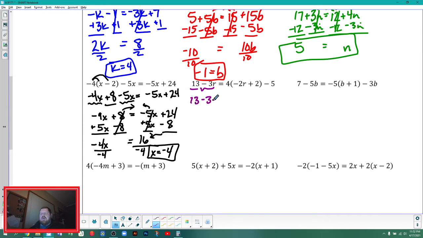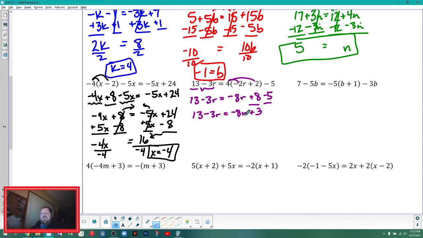13 minus 3r is equal to 4 times negative 2 and 4 times 2. That's going to be negative 8r plus 8 minus 5. Now we got some like terms we got to deal with. 13 minus 3r equals negative 8r. Positive 8, negative 5. Looks like a positive 3. We're doing good.